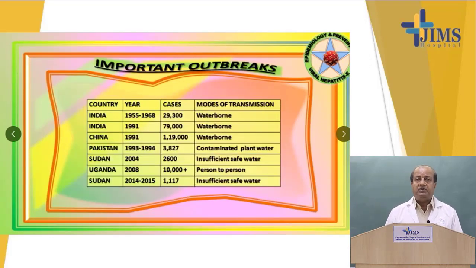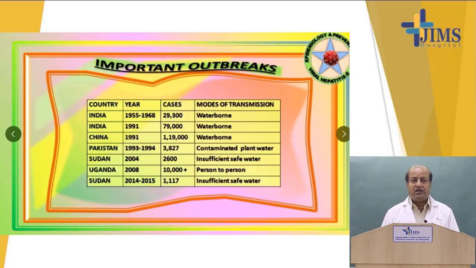There had been many epidemics around the world, but some of the important epidemics we show here in the slide. India had two epidemics: 1955 New Delhi epidemic, which caused around 29,300 affected, and there were approximately 65 deaths. Out of the 65 deaths, there are 35 deaths among the pregnant women. India again, in Jammu Kashmir, 1991, there was an epidemic involving 78,000 cases. Both these epidemics were waterborne, and mainly because of the fecal contamination of the drinking water supply.